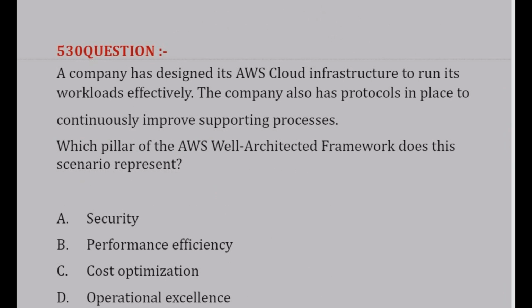Question is, a company has designed its AWS cloud infrastructure to run its workloads effectively. The company also has protocols in place to continuously improve supporting processes. Which pillar of the AWS well-architected framework does this scenario represent?